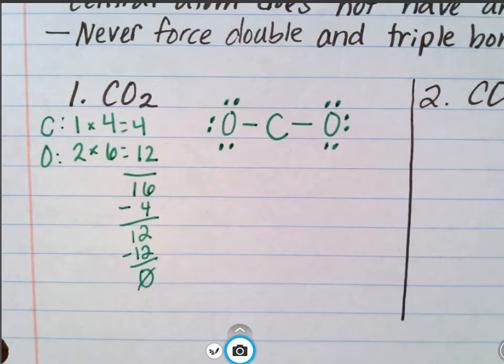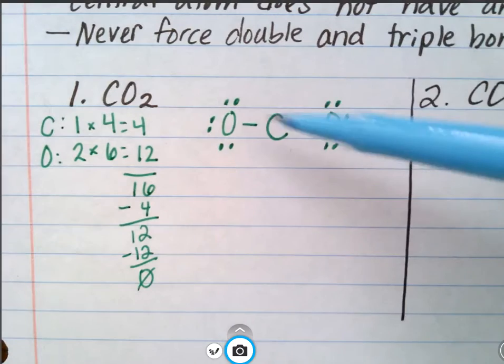Problem though, my carbon doesn't have an octet. And because my carbon doesn't have an octet, I am not finished with this problem. What I'm going to have to do is force some double bonds and some triple bonds or whatever it takes to make it have an octet. Right now, carbon only has 2, 4.